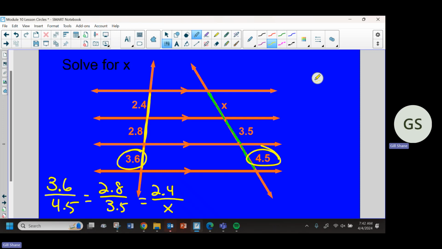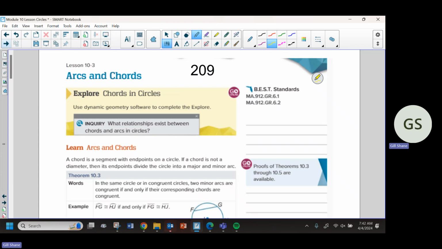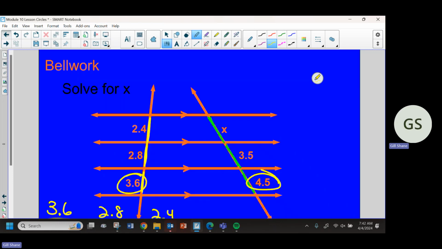Any questions on that? Again, that's the EOC related, not the circle stuff. Question? All right, so now on to circles. We got to finish the other circles off.